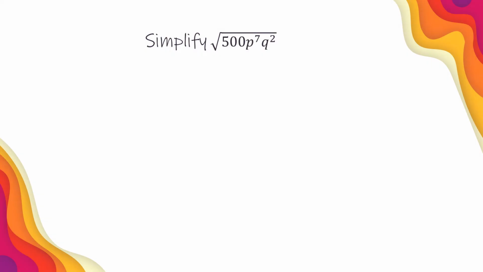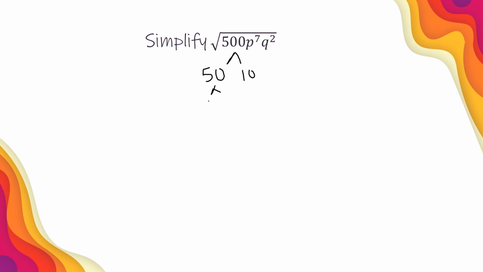So our last example, we're going to simplify the square root of 500 p to the 7th q squared. So again, when you've got variables, just start with the number first. And again, if it ends in a 0, you can always just divide it by 10, or in this case, you could even do 5 times 100. So I'm going to do 50 times 10.